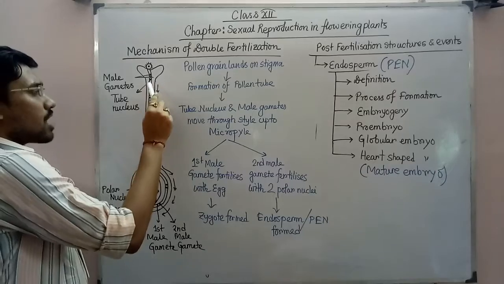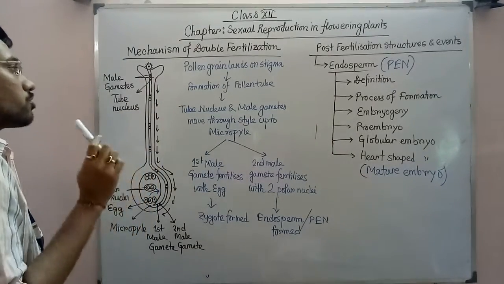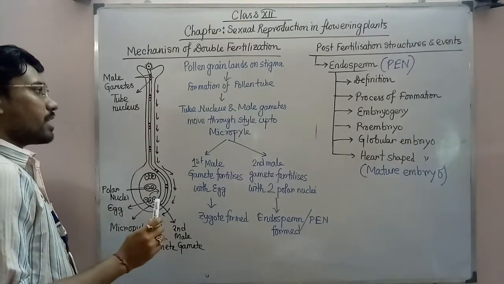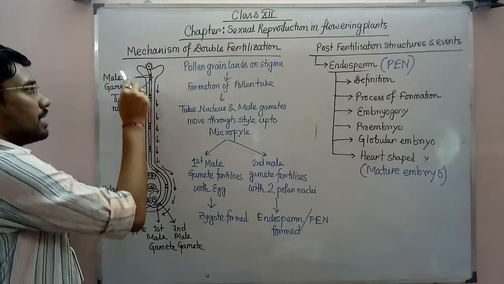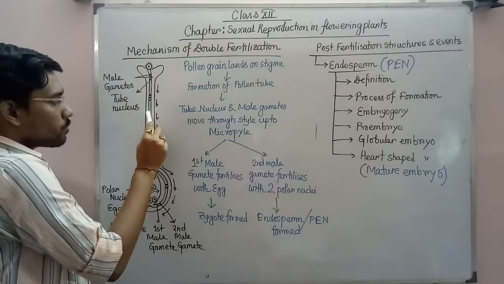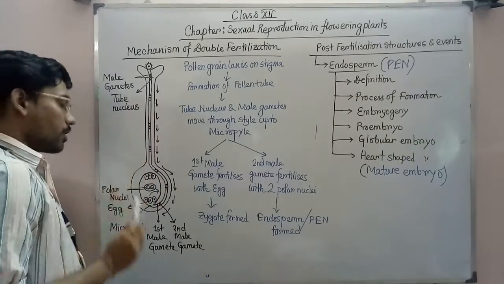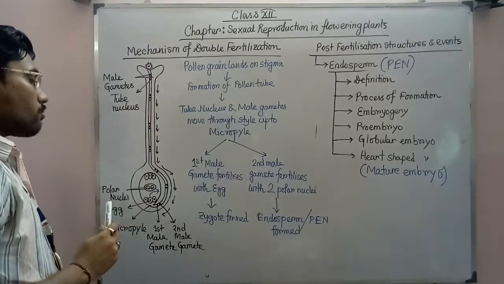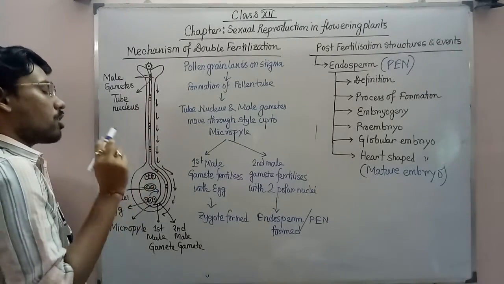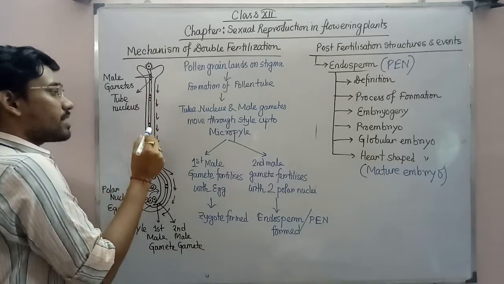When the pollen tube starts moving through the style, there are three nuclei present within the pollen tube. The first one is the tube nucleus or vegetative cell nucleus, and the remaining two are the male gametes. I have labeled them here. Now when the pollen tube is moving downward, these three nuclei are also moving downward. But we have to keep one point in mind: the tube nucleus or vegetative cell nucleus will gradually reduce its size.